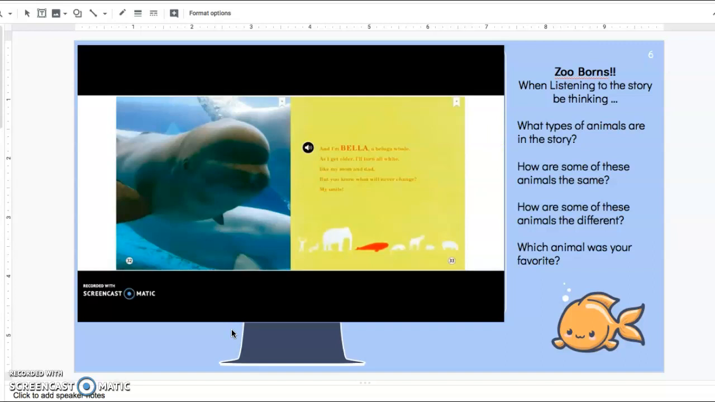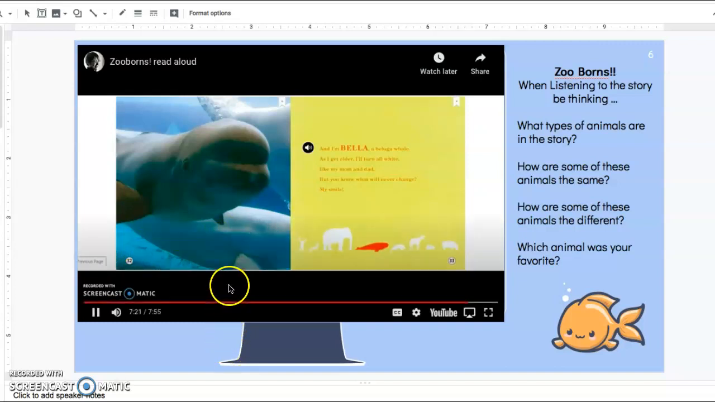And that, my loves, is the end of Zooborns. I want you to stop and think about which one of these animals might have been your favorite. How was it alike, or how was it different from the other animals that we read about today? I want you to write down.